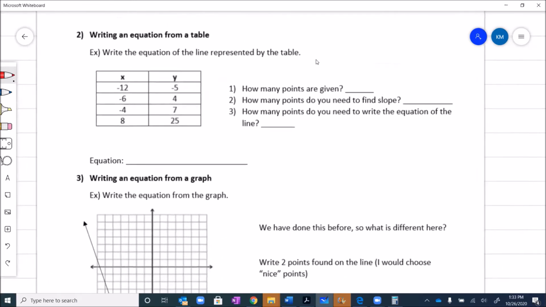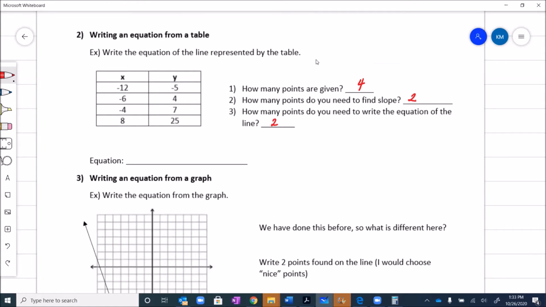All right, write an equation from a table. So again, from the table, how many points are we given? In this case, 1, 2, 3, 4. We're given 4 points. How many do you need to find the slope? Just 2. How many points do you need to write the equation of the line? Again, just 2. Okay, the table just gives us more information than we need.